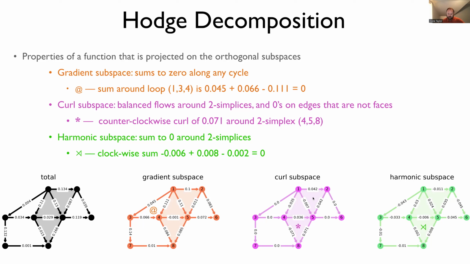And here, the dimension of the curl subspace is the number of two simplices. So there's three of these filled in triangles. The curl subspace is a three-dimensional subspace. And then the gradient is whatever's left over after you subtract those dimensions.